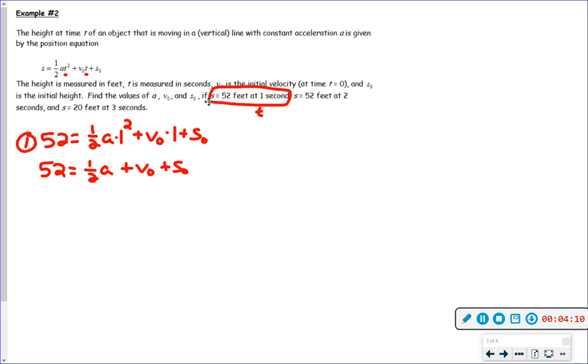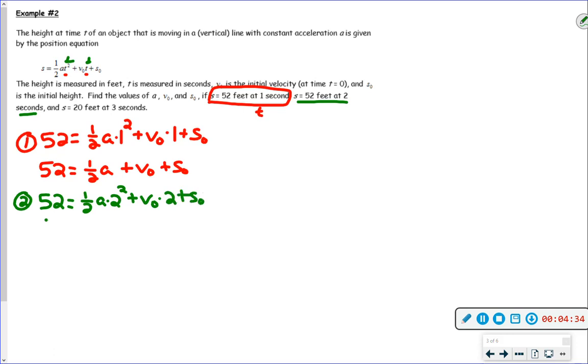Okay, my second equation from the second piece of information. So this time I'm going to put 52 in for s again, same 52. But this time it says that's at 2 seconds. So I'm going to replace all the t's now with a 2. So I'm going to have half a times 2 squared. Yes, I know you know what 2 squared is. But I'm just going to jot it down for right now, times 2, s0.